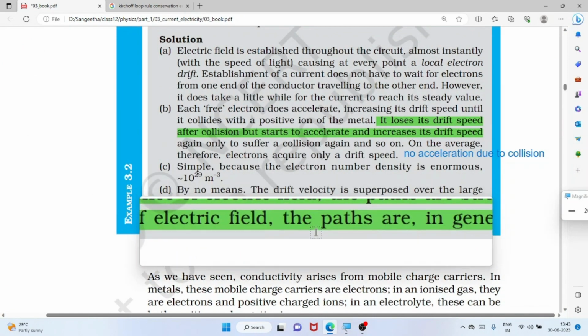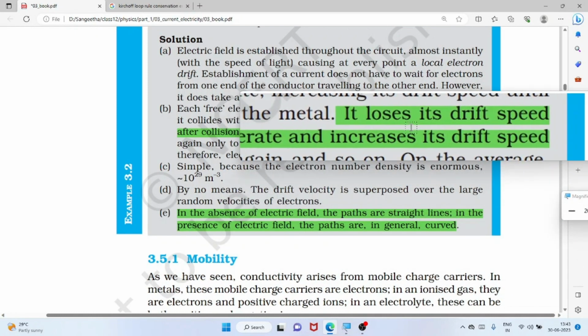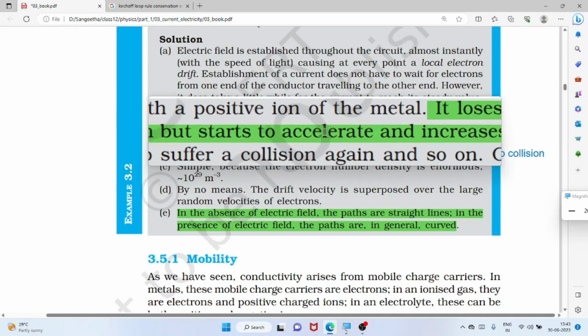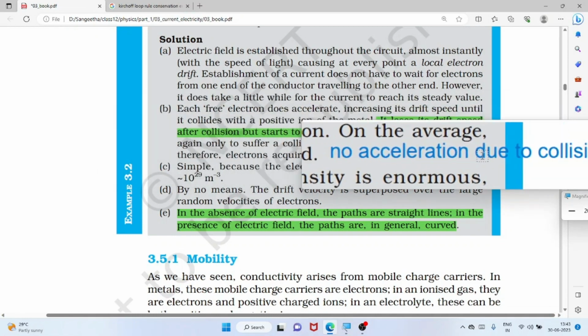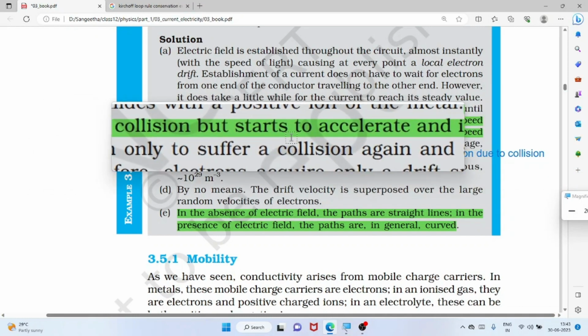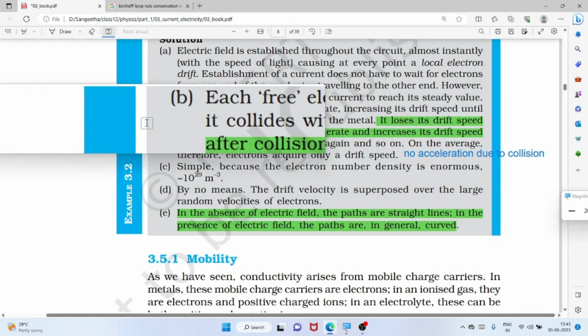See why there is no acceleration. Due to the repeated collisions it loses its speed, so that is why there is no acceleration. No acceleration because of the collisions. Okay, it loses the drift speed after a collision but starts to accelerate, and again there is a collision.